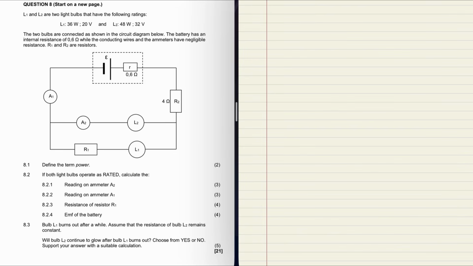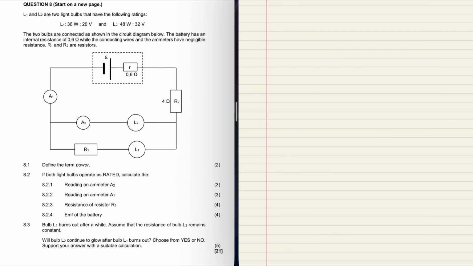Question 8 says, L1 and L2 are two light bulbs that have the following ratings. They give us the voltage and the power. The two light bulbs are connected in the diagram below. The battery has an internal resistance of 0.6 and the conducting wires have negligible resistance. There's also a resistor R1 and R2. R2 is 4 ohms and R1 we don't know.